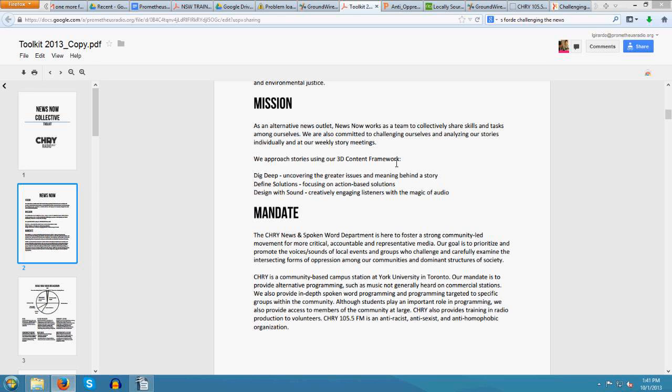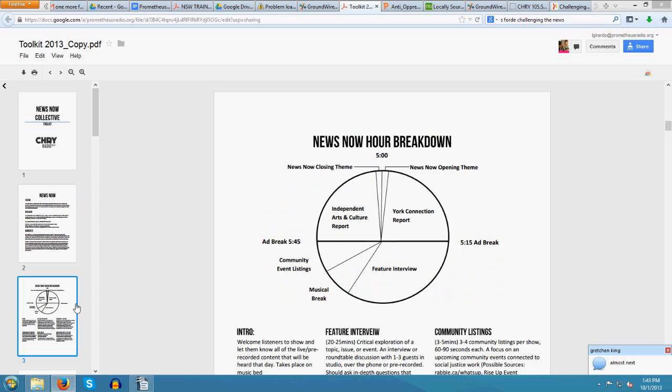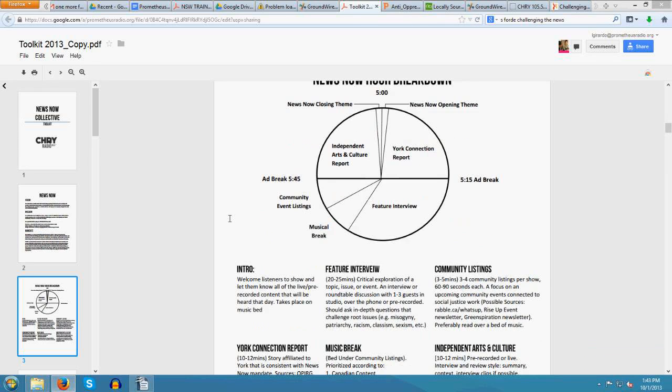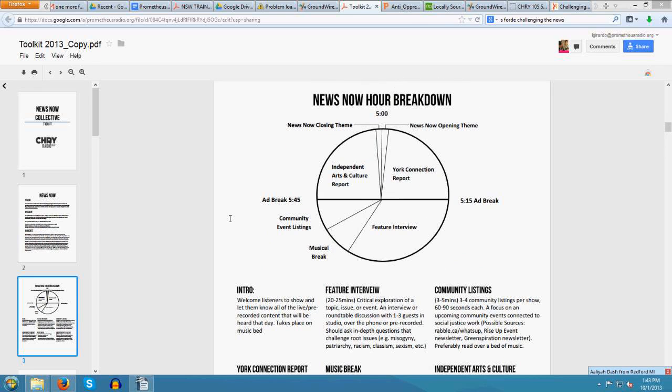You don't have to have it as structured as we do, but this is just an example of a way that you can break down that hour so that people can expect these specific reports. And then, as we mentioned, in terms of outreach, you can outreach based on those topics or those segments.